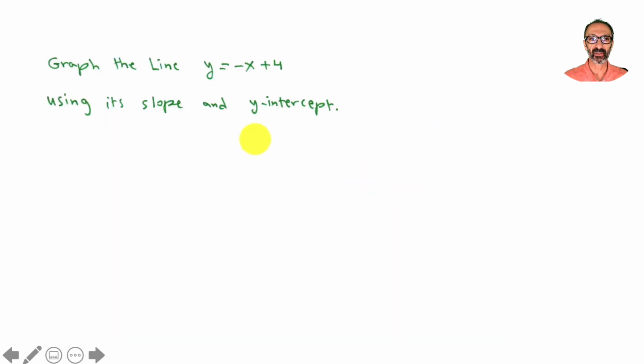Graph the line y equals -x plus 4 using its slope and y-intercept. Well, here in this case, comparing it to y equals mx plus b, b is 4. And the slope is -1. But it doesn't tell me what's my rise and what's my run. It's not a fraction. You could write any number as a fraction. -1, the easiest way, I'll write it -1 over 1. So that's my rise and that's my run.